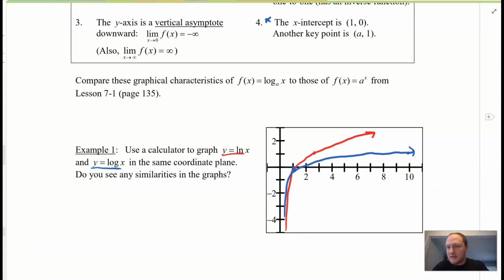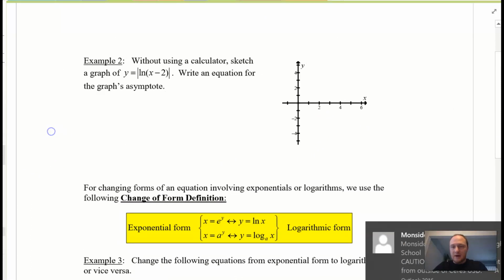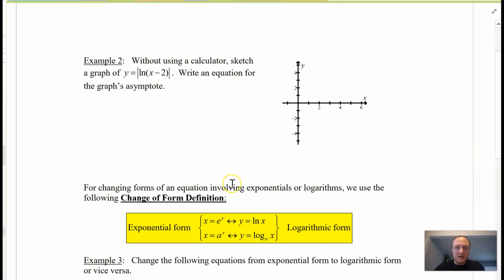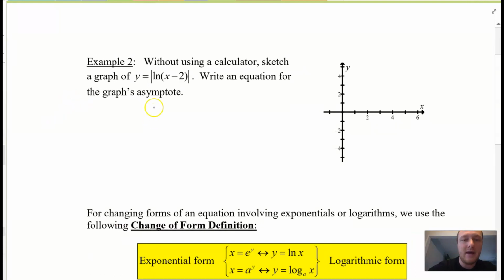Now I'm going to go ahead and look at example 2. Example 2 says without using a calculator, sketch the graph of y equals the absolute value of natural log of x minus 2 and write an equation for the graph's asymptote. So looking at this graph, we have an h value of 2, so we're going to shift to the right 2. Well, that means I'm going to have an asymptote at 2. Okay, and that would mean that then I would have an intercept 1 over. Okay, and my graph would look something like this.